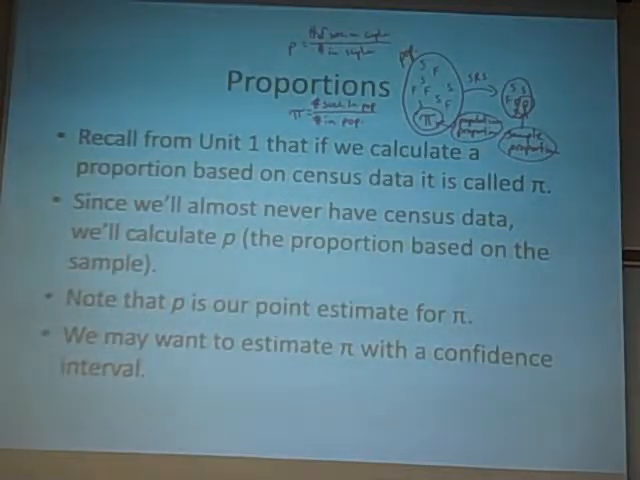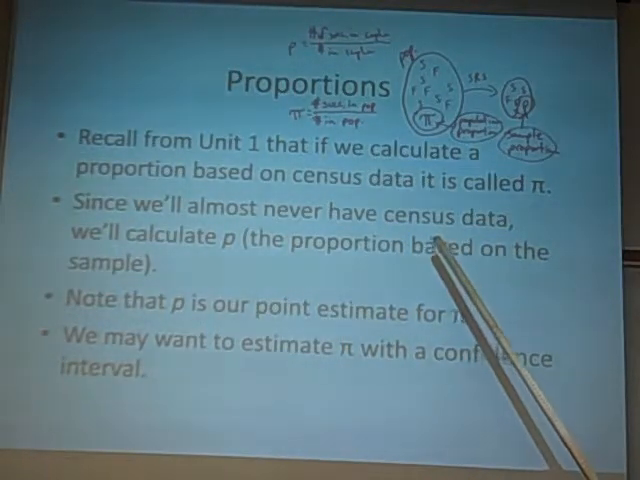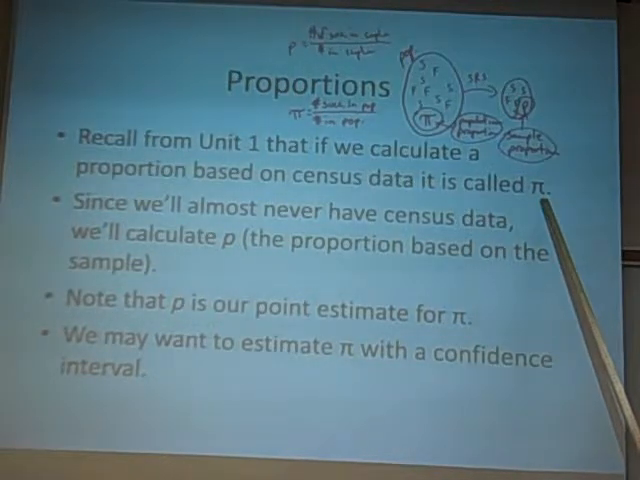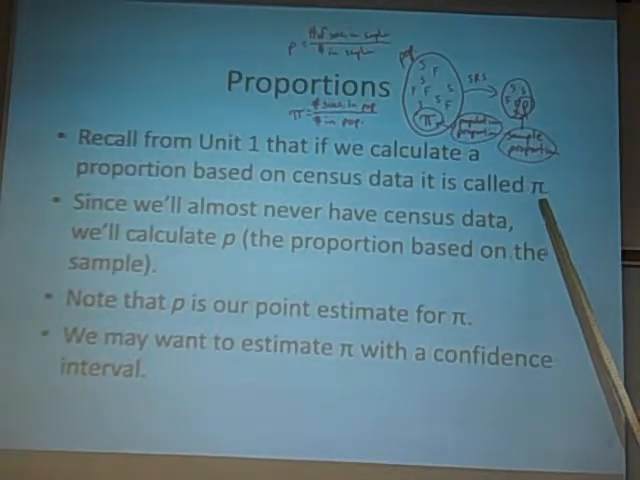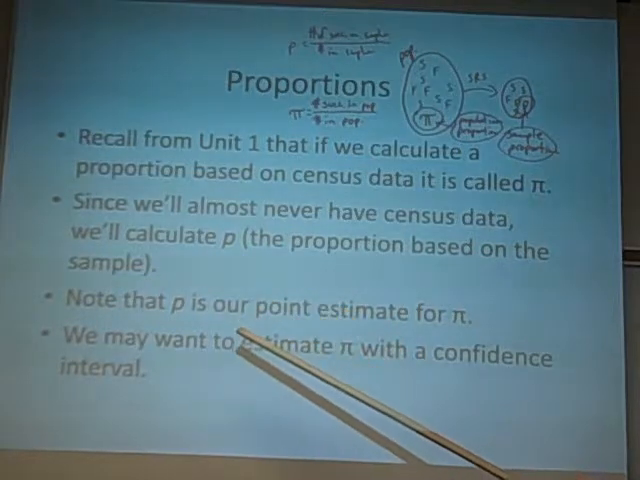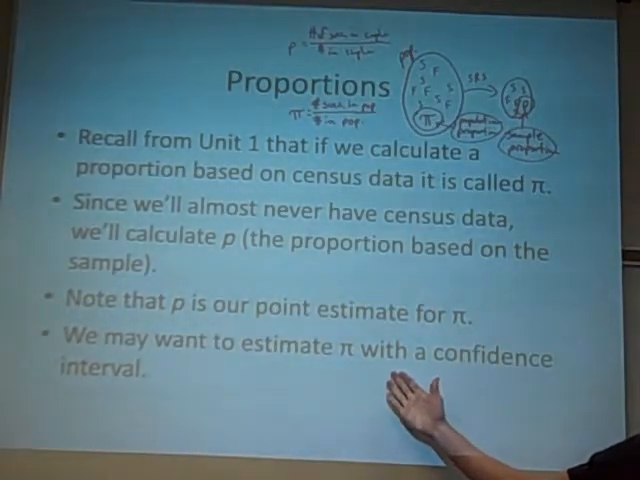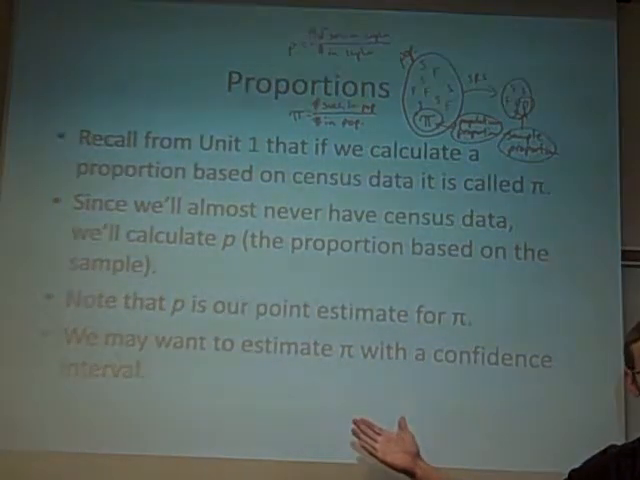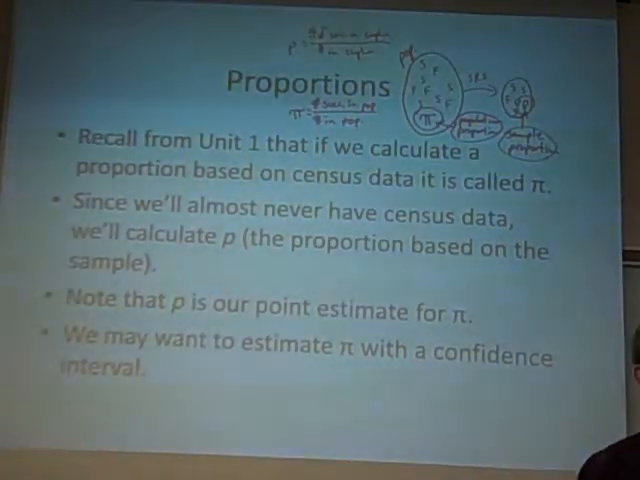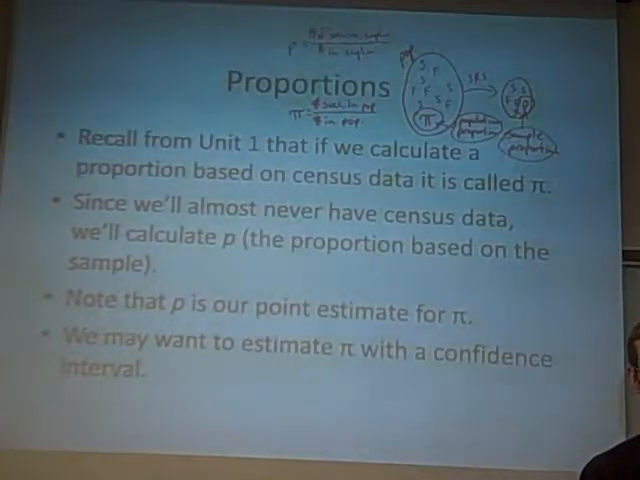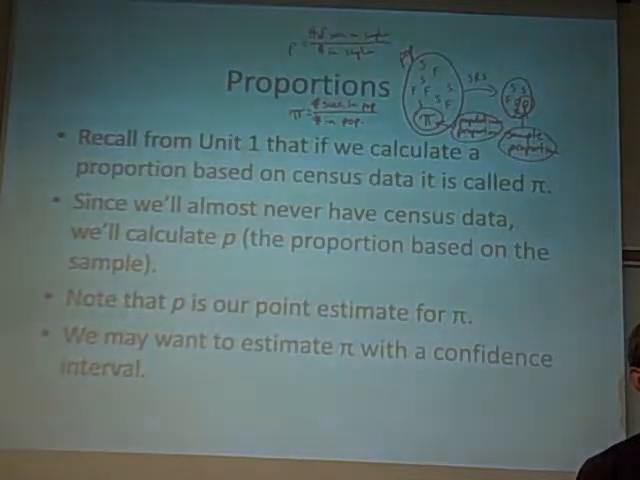So this says what I said before. The parameter pi we're interested in is the proportion of successes in the population. P is the proportion based on the sample. P is the point estimate for pi. But the next step is, point estimates are okay, but you really don't ever want to make any decisions based on a point estimate alone. So what we may want to do is a confidence interval for pi. We did confidence intervals for mu, we've done confidence intervals for sigma. Now we're going to look at confidence intervals for proportions, for pi.